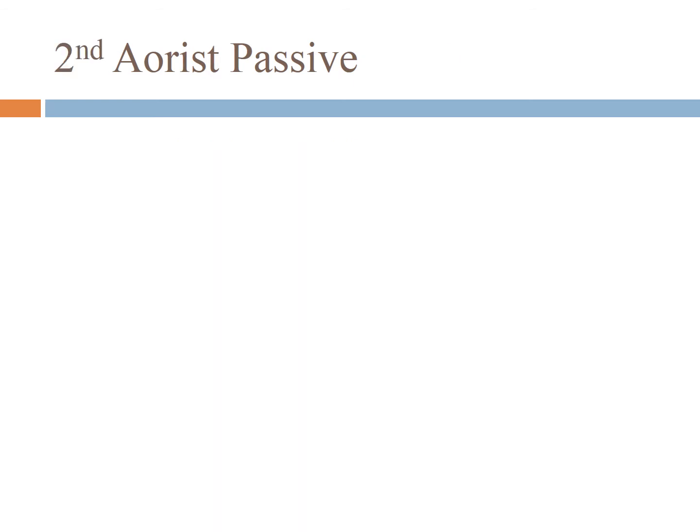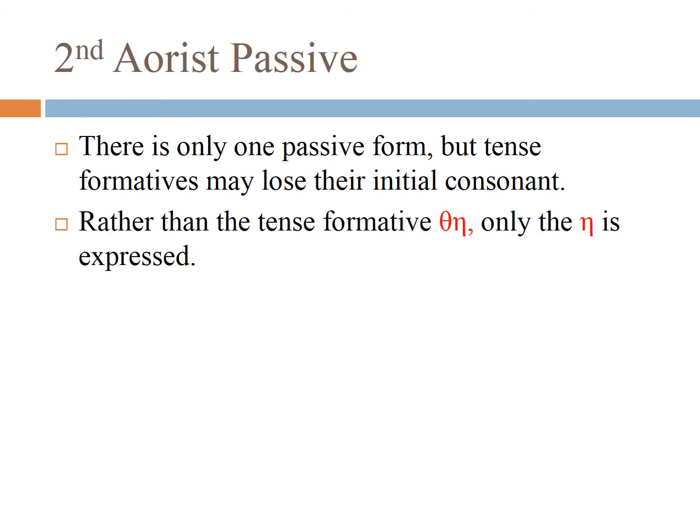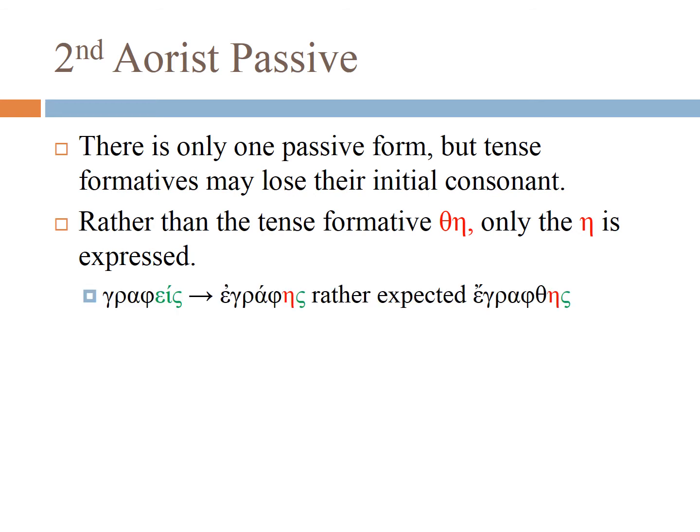The second aorist passive. There's only one passive form, but tense formatives may lose their initial consonant. Rather than the tense formative theta eta, only the eta is expressed. So we have grapho goes to egraphen rather than the expected egraphthen.